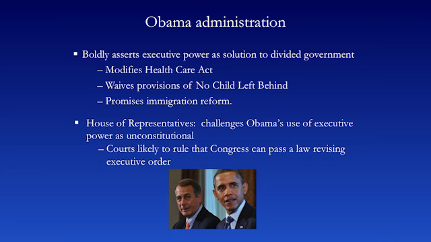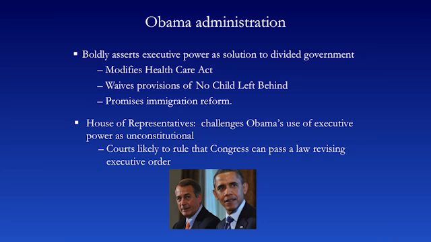So he's done a lot of things by executive order, including modifying the Health Care Act, the Affordable Care Act. He has waived provisions of the education law, No Child Left Behind, so that many states no longer have to comply with many of them. And he's promising to bring about immigration reform through executive order.